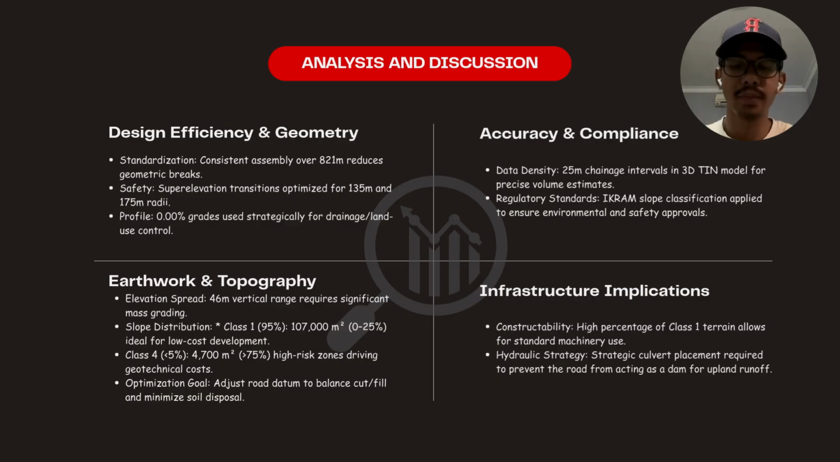cut and fill volume. So, for data accuracy and drainage, we have backed this finding with high resolution data. By using 25 meter chainage intervals in our 3D model, our volume estimates are highly accurate, leaving little room for error during construction. Finally, we must consider drainage. Because the site peaks at 47 meters, a low road profile could act as a dam. Our next step involves a strategic culvert plan to ensure runoff moves safely from the high points under the corridor and away from the developable land.